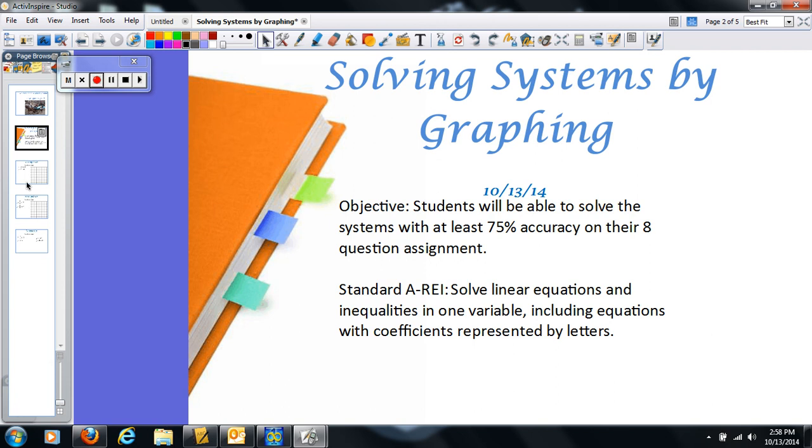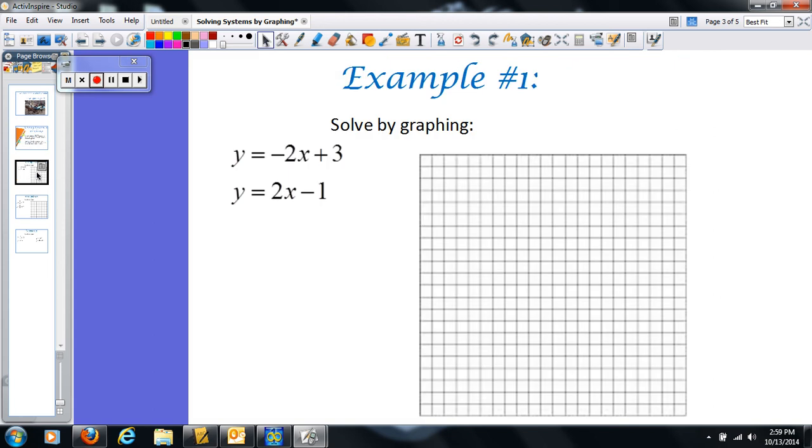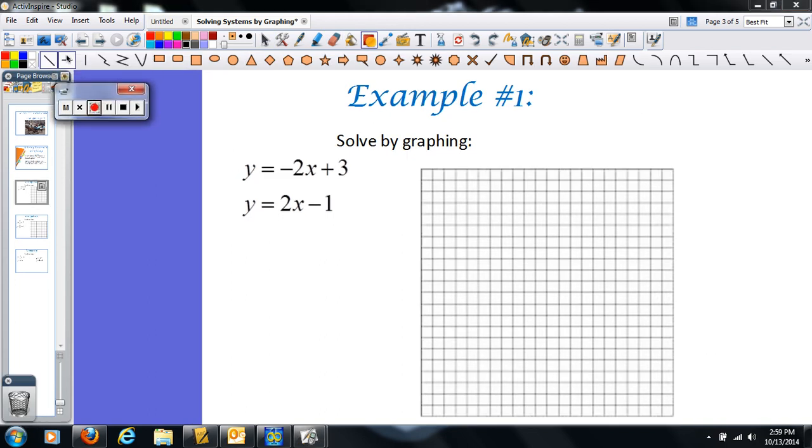The objective is that students will be able to solve their systems with at least 75% accuracy on their 8-question assignment. First example for today is y equals negative 2x plus 3 and y equals 2x minus 1. Now we're going to learn a few other ways of solving these, but for today we're just going to be looking at graphing.